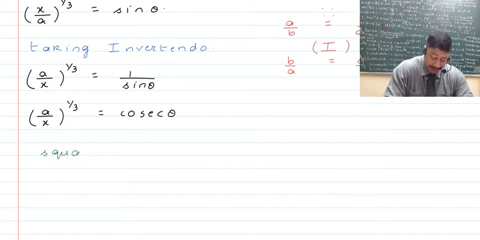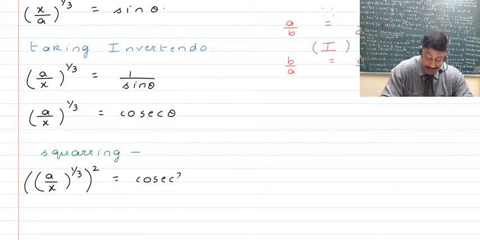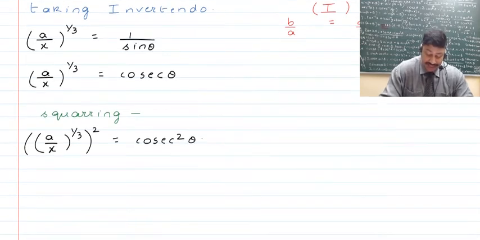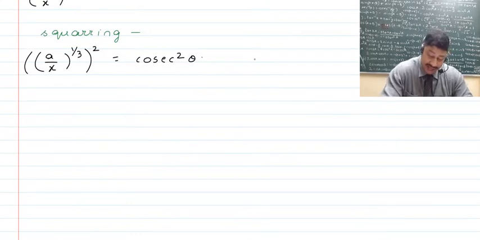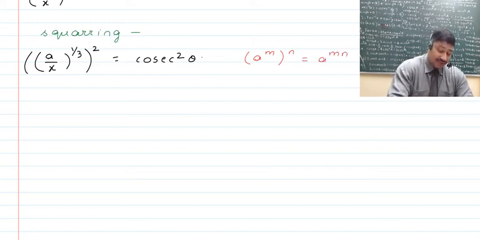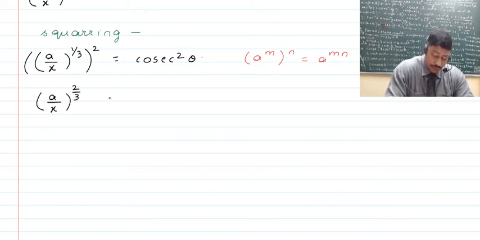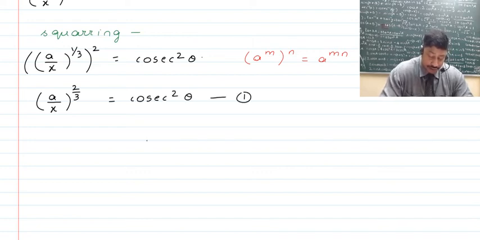So, squaring, we now get a upon x whole raised to the power 1 upon 3 whole raised to the power 2, which becomes equal to cosec square theta. Now, further, children, as we know that if we have a raised to the power m, which is whole raised to the power n, then by applying the rules of indices, we get it to be a raised to the power mn. As such, here this will become a upon x whole raised to the power 2 upon 3, which is equal to cosec square theta, and we can mark this to be equation number 1.